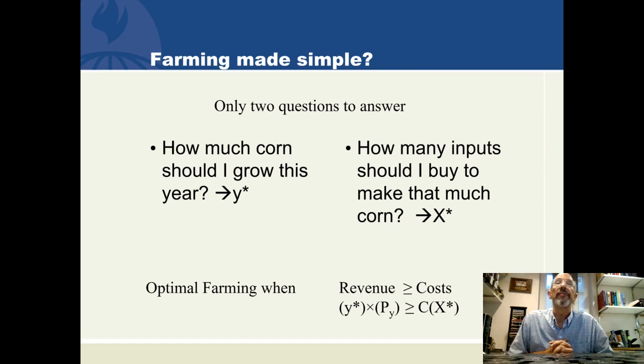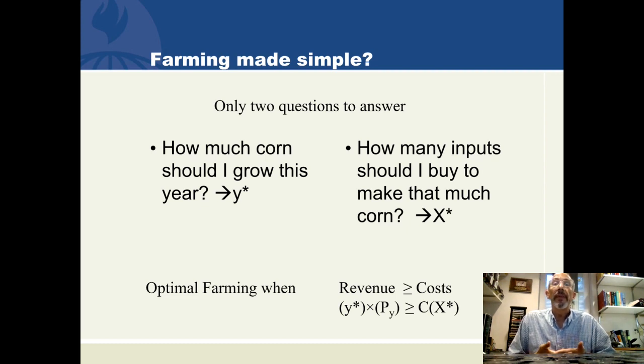agent with two questions. The farmer has to decide first, how much corn should I grow this year, which we symbolize by optimal Y star, and we're going to put asterisks next to things that are optimal. There is one best amount of corn for every farmer to grow this year to maximize profit, symbolized by Y star. And after you've answered how much corn to grow, the question is, how many inputs should I buy to make that much corn? And we symbolize that by vector X star.